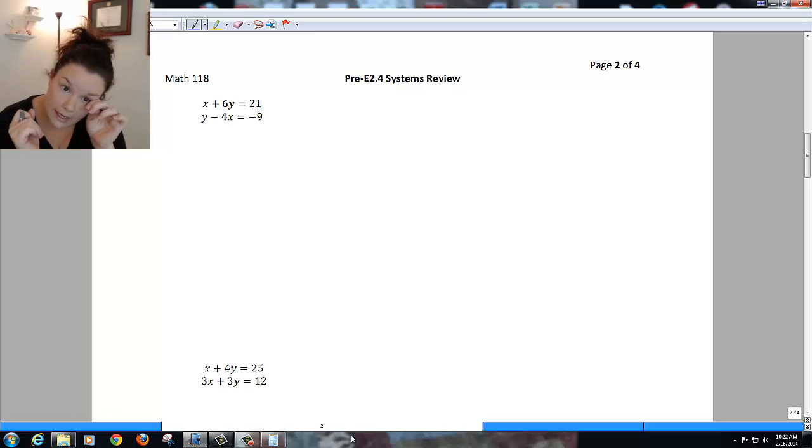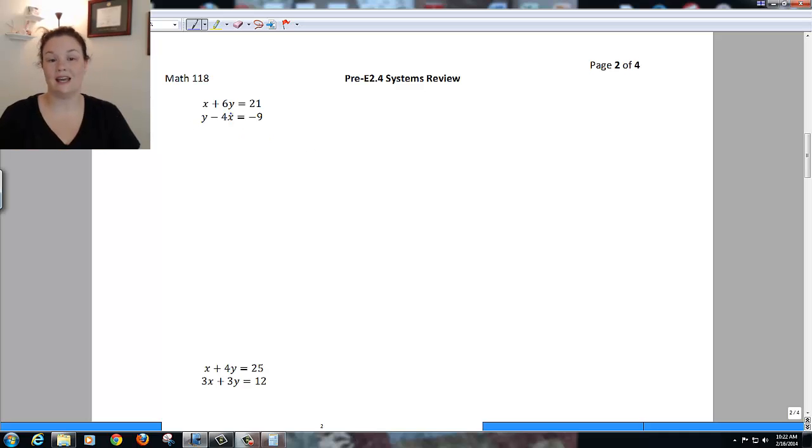Okay, I look at my x's, which are not together, and I look at my y's, which are not together. So that's the first thing I want to do, is rewrite these with the x's lined up and the y's lined up. So I'm going to write this as x plus 6y equals 21. And then I'm going to rewrite this one with my x first. Negative 4x plus y equals negative 9.